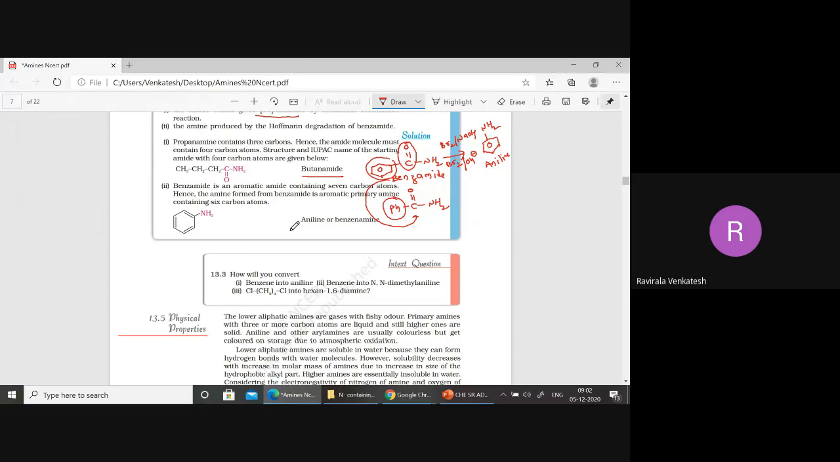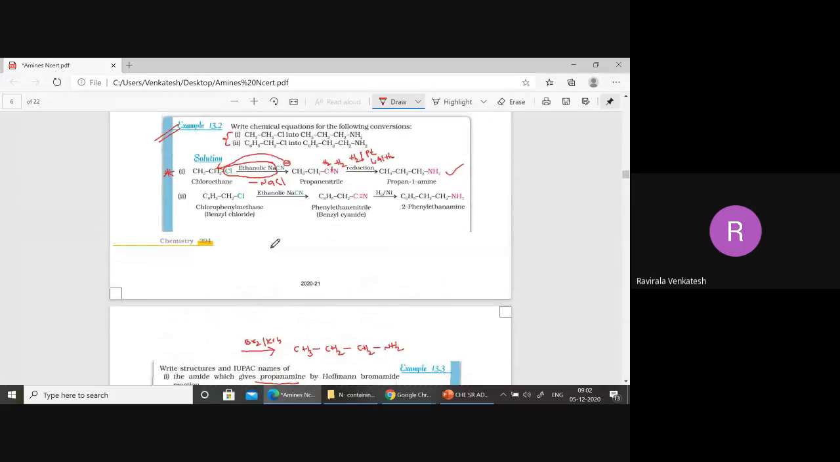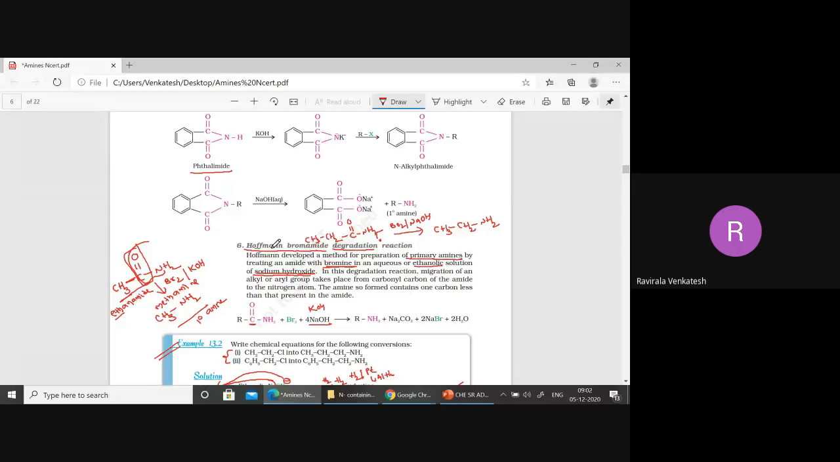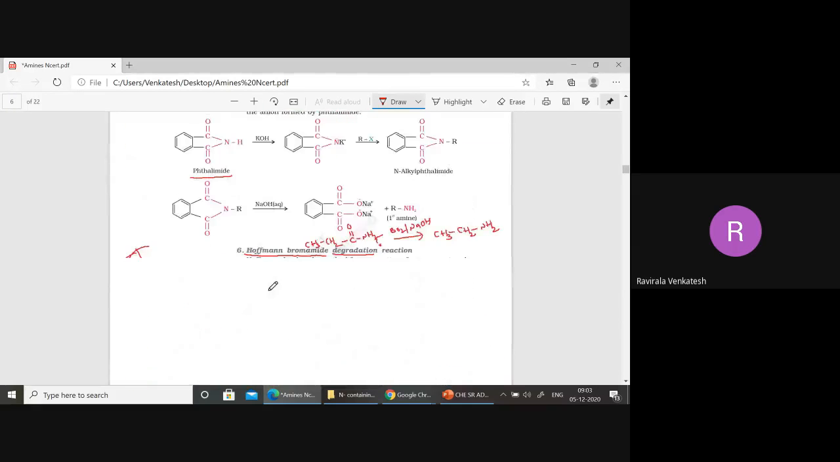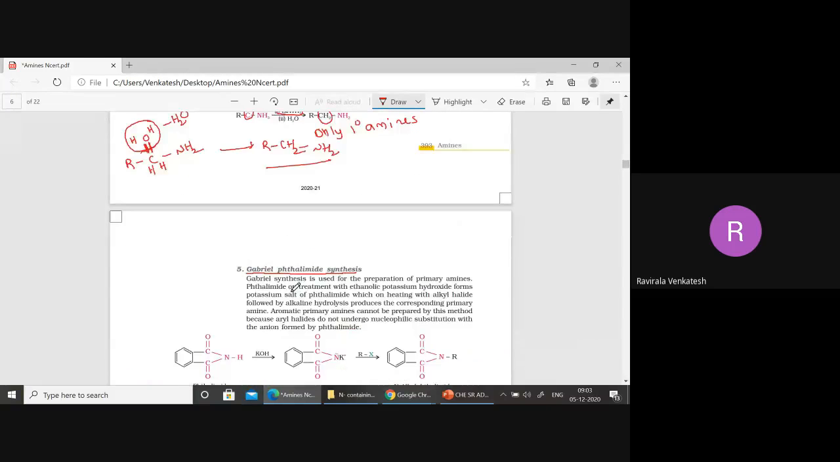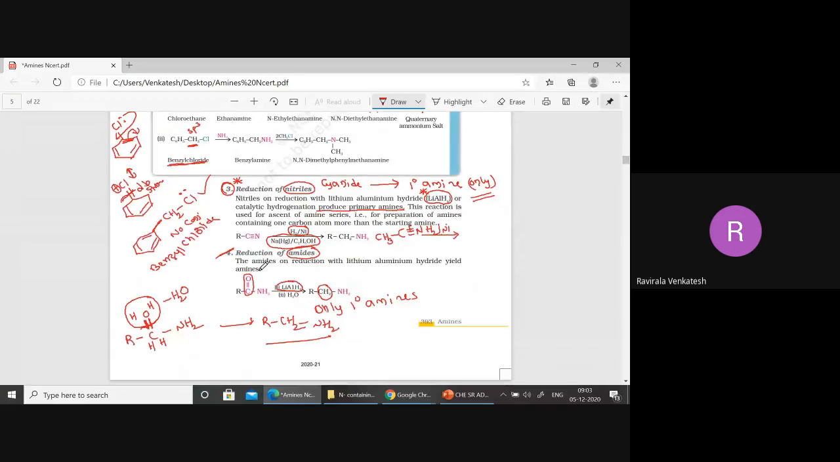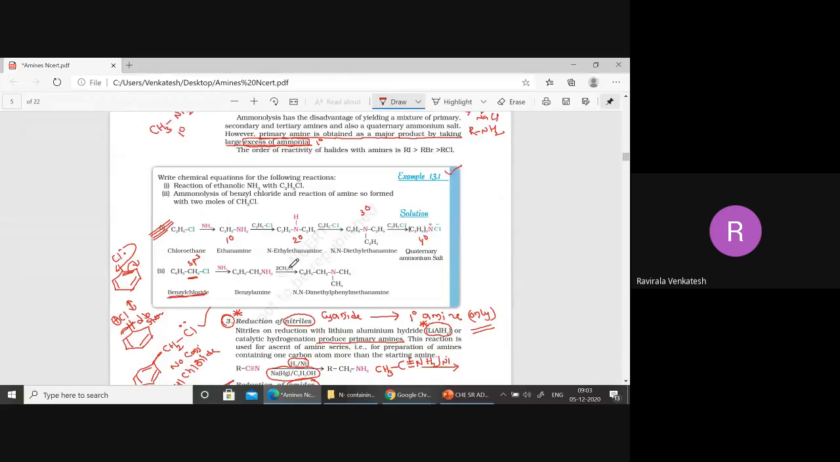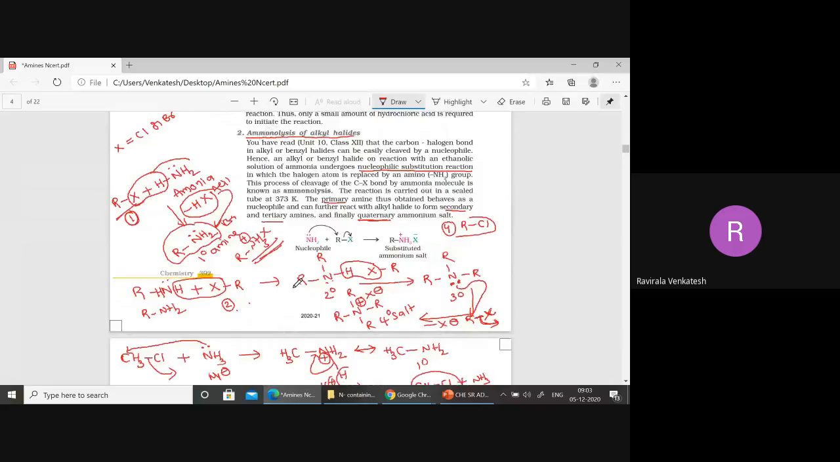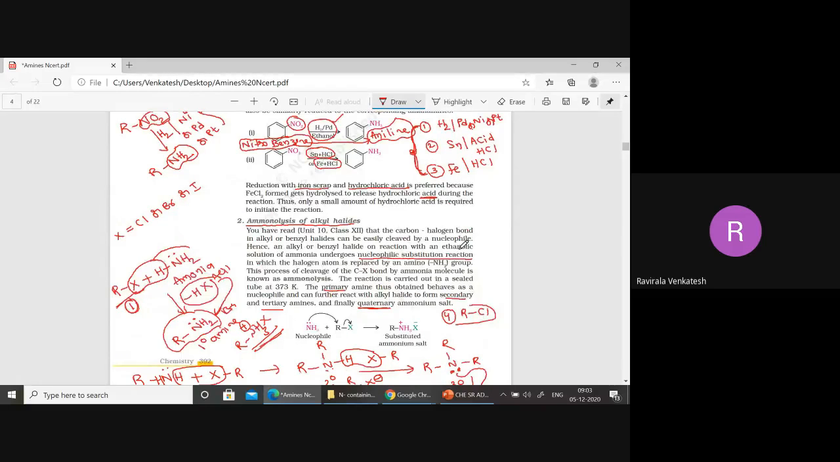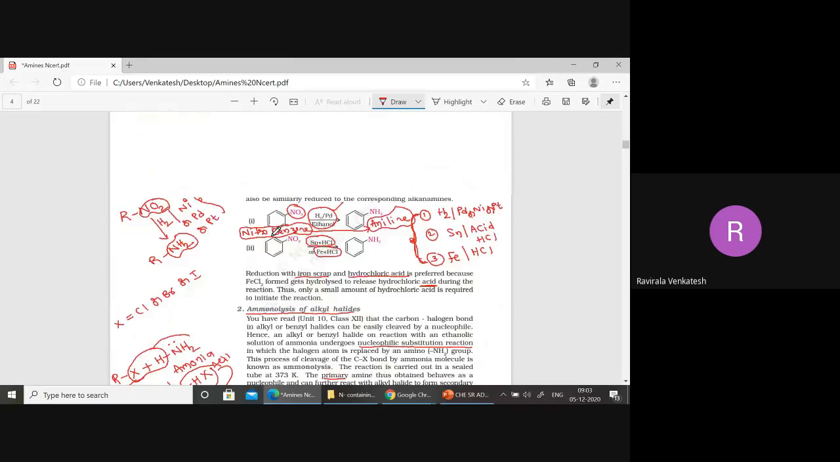So how many methods have we discussed today? Six methods we have discussed. Out of these six methods, only one method can produce all types of amines, and the remaining all are producing only primary amine. Hoffmann bromamide degradation, Gabriel phthalimide reaction, reduction of amides, reduction of nitriles, they're all producing only primary amine. And ammonolysis is producing all types here.